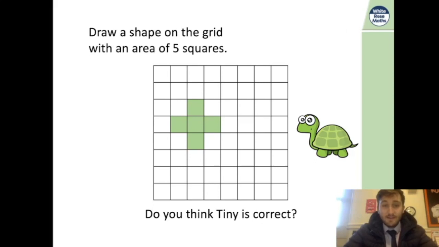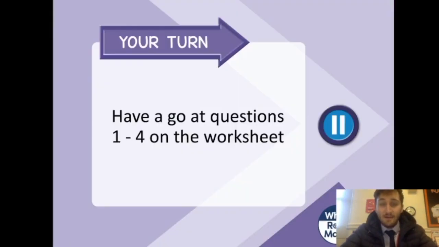Okay, so this one, Tiny has finally got it correct, because all the sides of the shapes are connected, so the area of this shape is five. Super job, Tiny. So now, connected to our teams, there are some questions. Pause the video and have a go at working out questions 1 to 4 on the worksheet. See you soon.